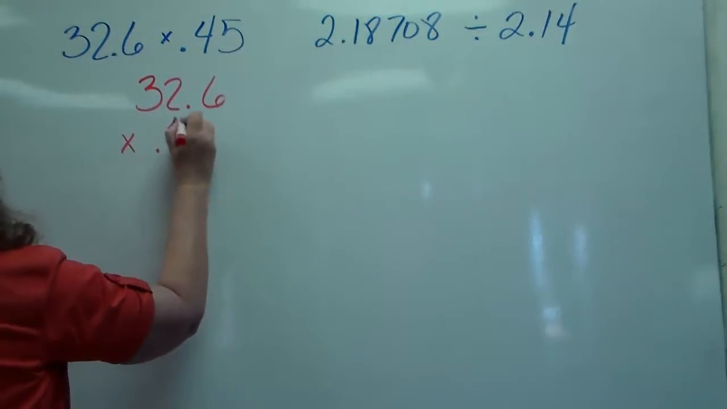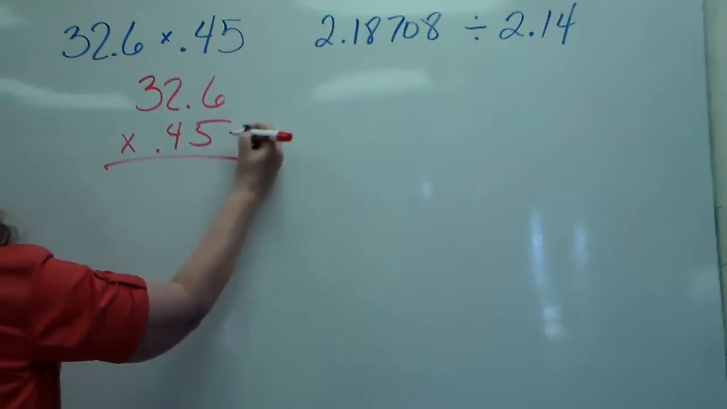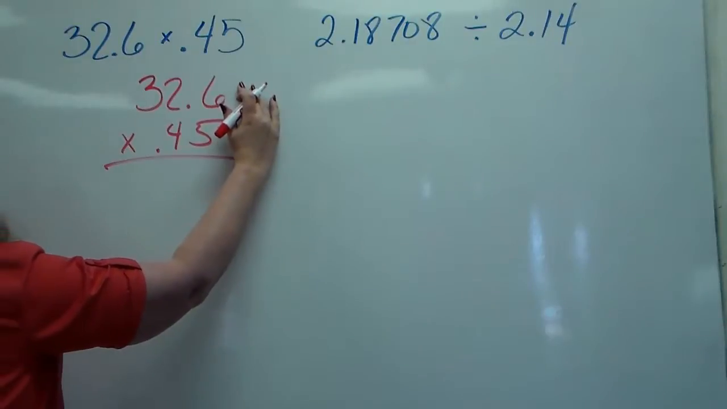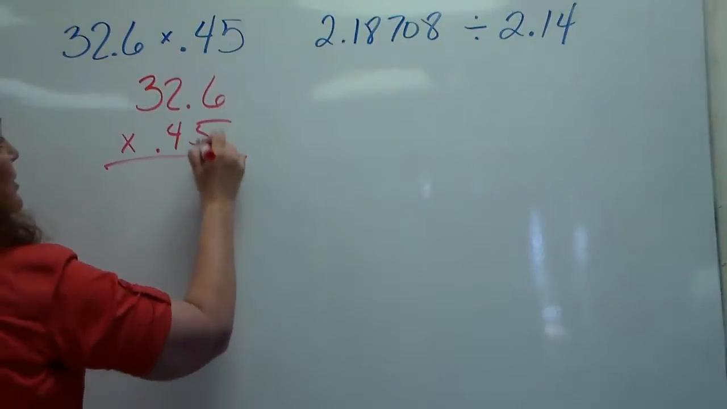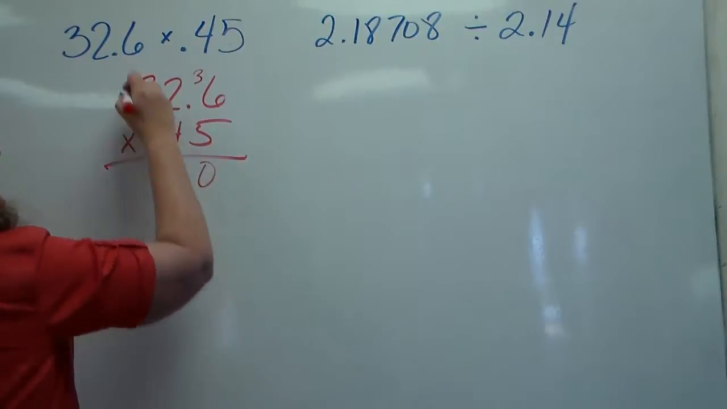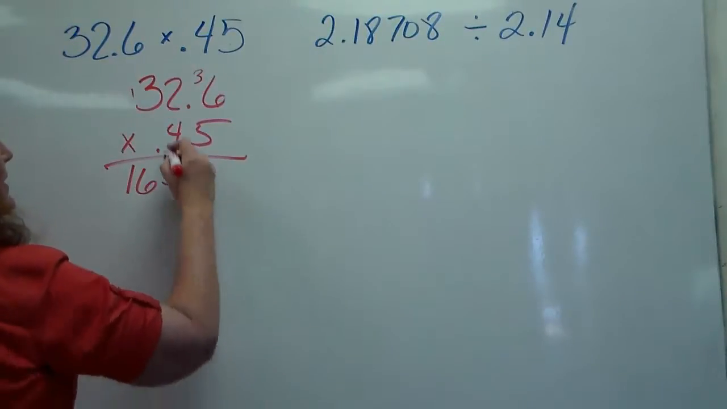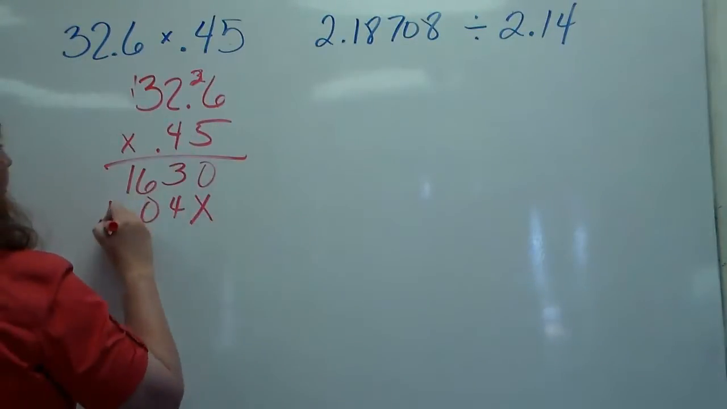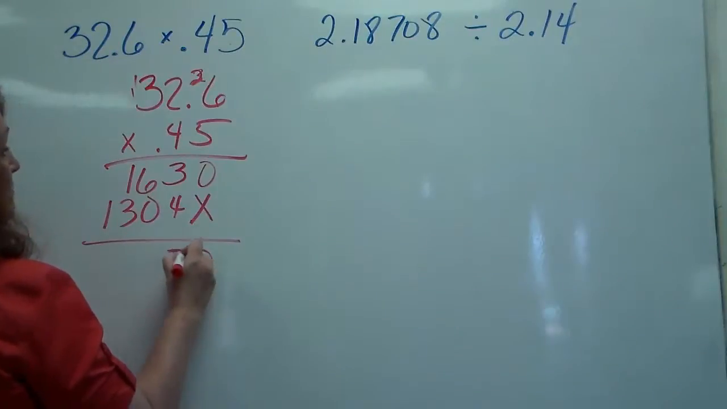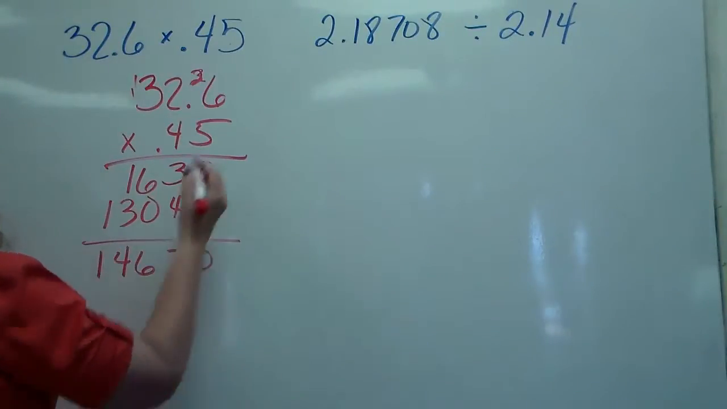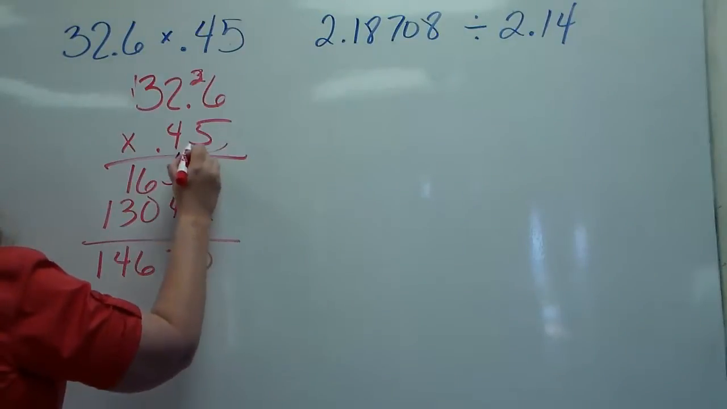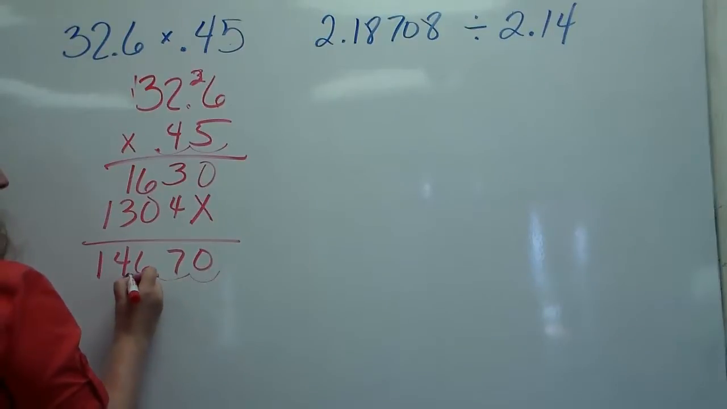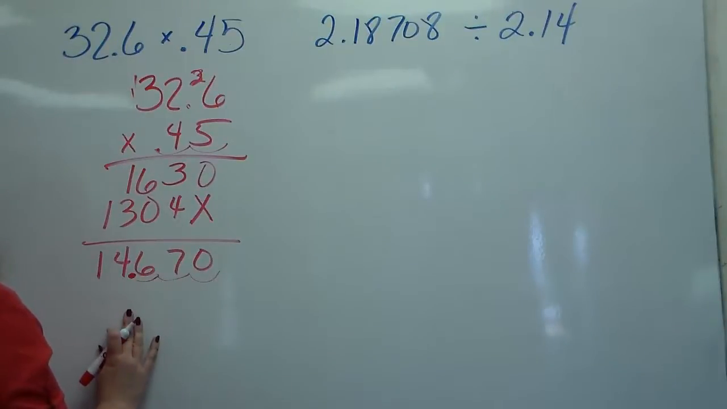32.6 times 0.45, we don't have to line them up. We don't even have to keep track of them until the end. So we're just going to do this long multiplication just like regular. 6 times 5 is 30, 10, 13, 16, placeholder, 24, 8, 10, 12, 13, add them up. And I'm going to count places. I have 1, 2, 3 decimal points, and my decimal actually goes there.